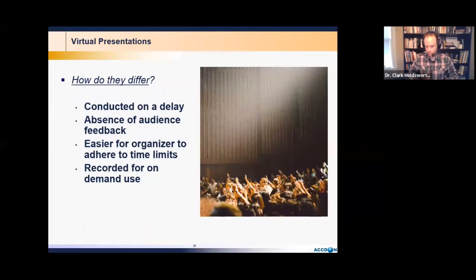A big thing is it's conducted on a delay. It's a very small delay, but it's the same thing you get on the phone, right? You speak and someone else speaks, and then you say, no, you go, and they say, no, you go. So just be aware that that's going to happen and plan your interjections accordingly. That's going to make it a lot easier. And I'll have some more tips for this in terms of getting familiar with people on the next slide.